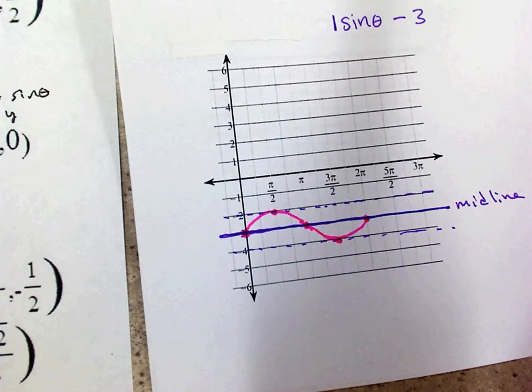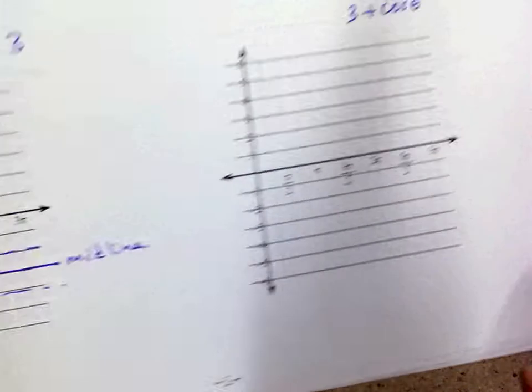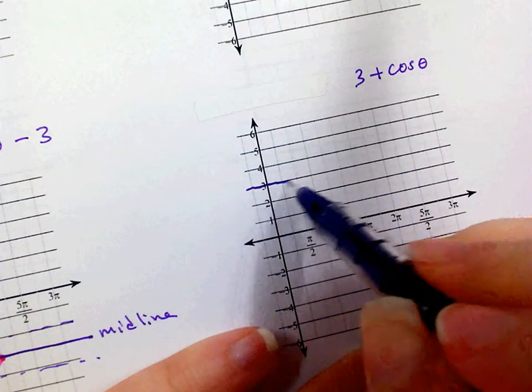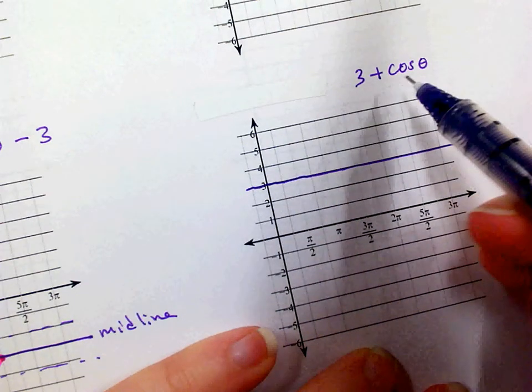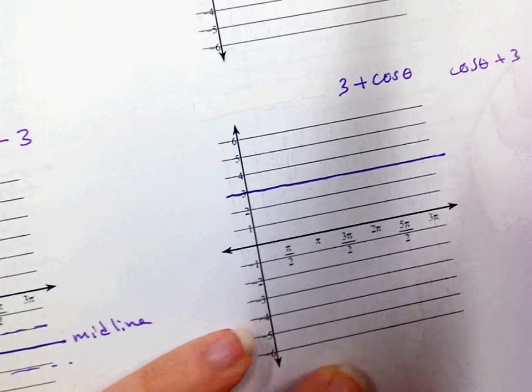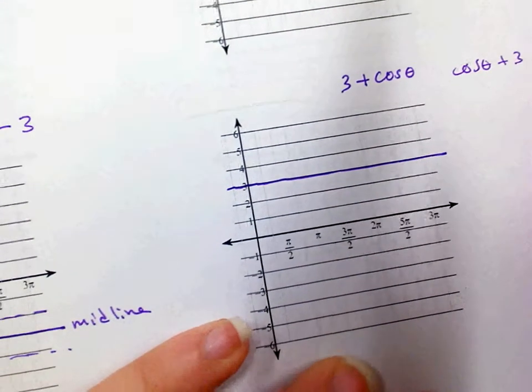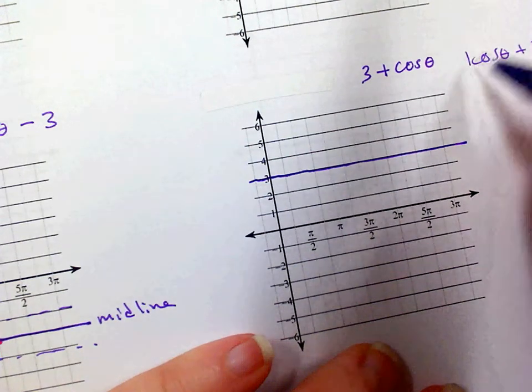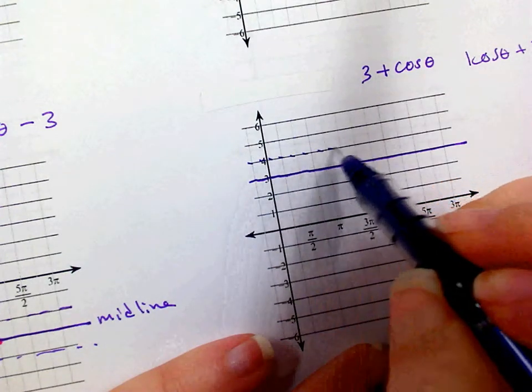Same thing if I shift up 3 with cosine. I'm going to draw a midline at positive 3. So cosine plus 3. Plus 3 on the front is the same thing as cosine of theta plus 3 in the back. So it doesn't really matter where the plus is, plus and minus. If it's a plus or minus, it's a vertical shift. The amplitude is still 1. So I'm going to go up 1, and I'm going to go down 1.